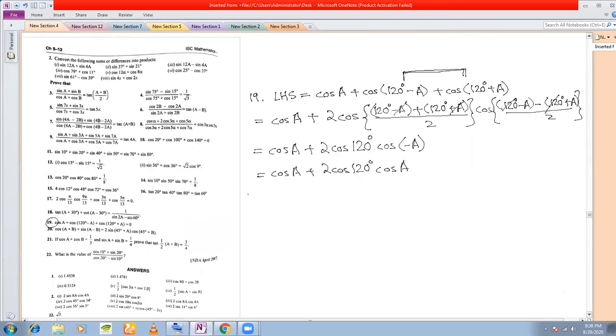And cos A, now 120 degree you change it to an acute angle.